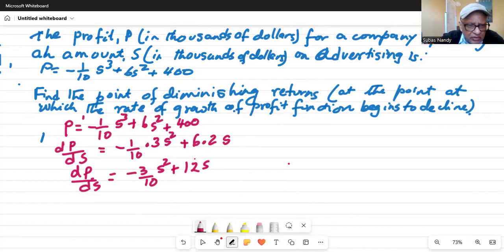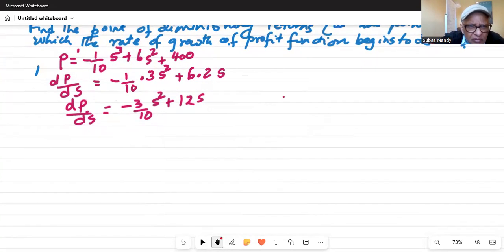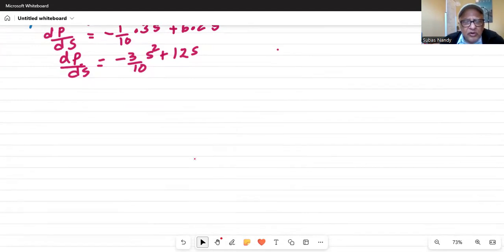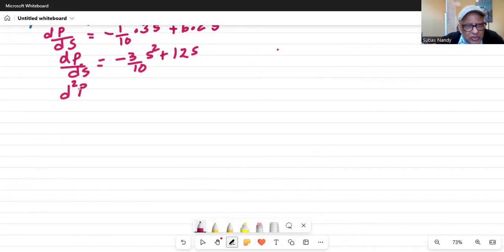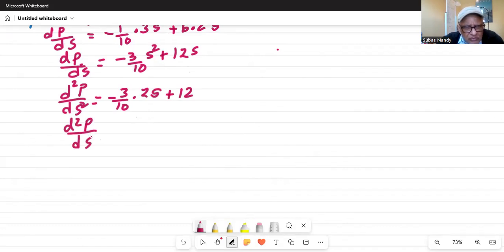Now let's do the second derivative. Because at the point of diminishing return, the rate of growth of the profit function begins to decline, at the optimum point the second derivative is also equal to 0. So the second derivative of P with respect to S is equal to minus 3/10 times the derivative of S squared, which is 2S, plus the derivative of 12S, which is just 12, because the derivative of S with respect to S is 1. So we have the second derivative of P with respect to S equal to 2 goes into 10 5 times, minus 3 over 5 S plus 12.